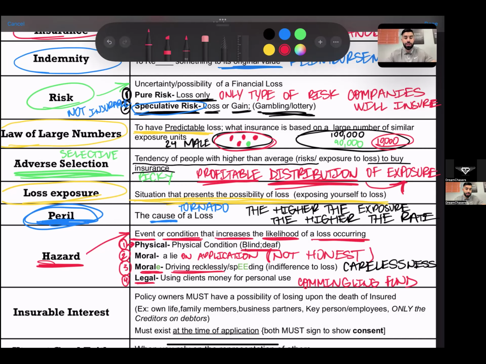Now, what they would do sometimes is deposit that money or that check into their own bank account and pay it from there, which is what a legal hazard is, where you're commingling funds. You're taking a client's money and mixing it with your money. Not that you're necessarily using it, but you're putting it together in the same account. That is not okay to do. So that would be considered a legal hazard.